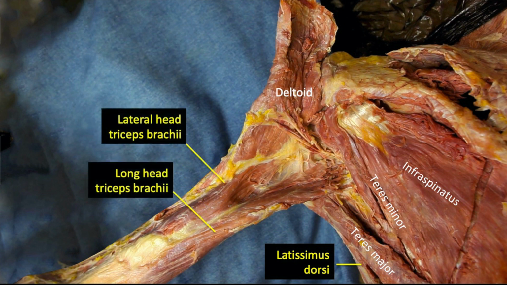In this view, we see two of its heads, the lateral and the long heads of the triceps brachii. The long head attaches to the scapula in between the teres minor and teres major, a dead giveaway that this is the long head. We are able to show this relationship because the posterior deltoid was reflected previously when we dissected the shoulder.